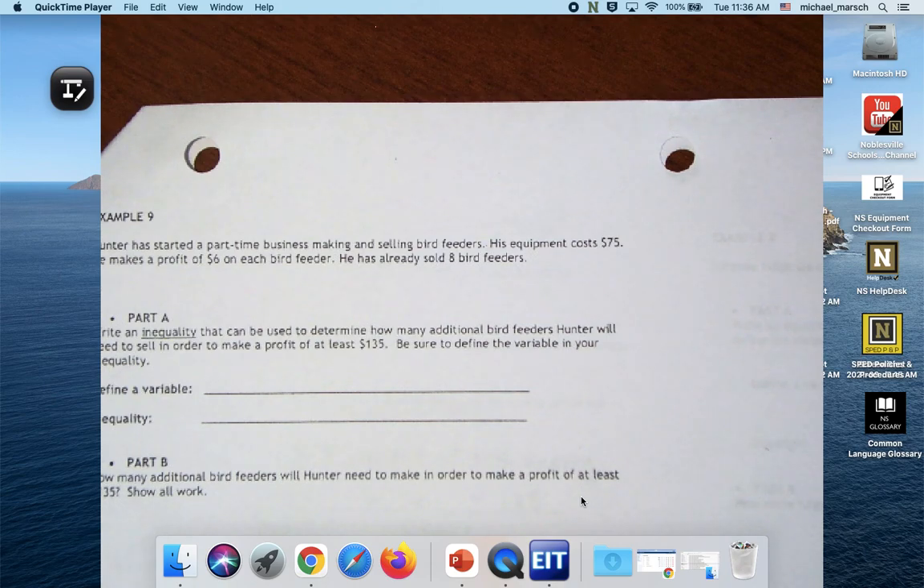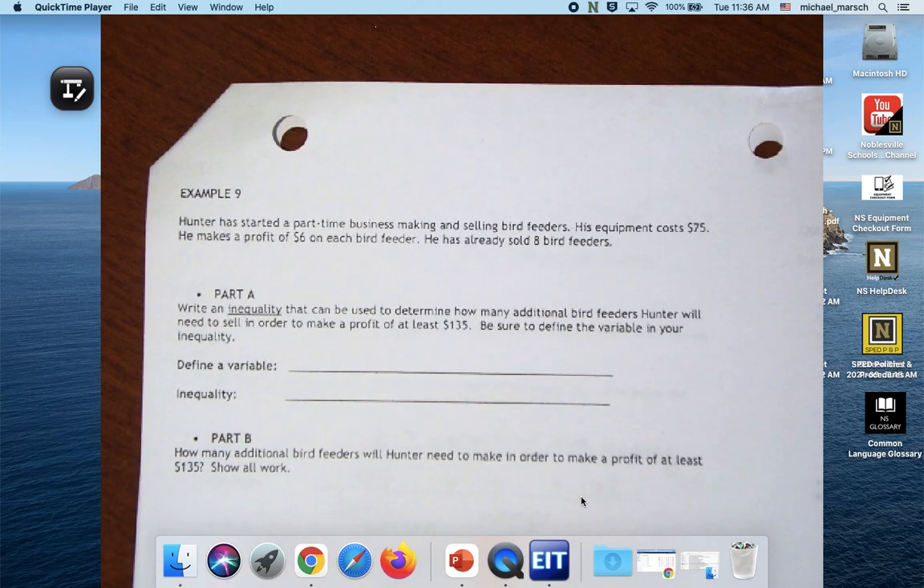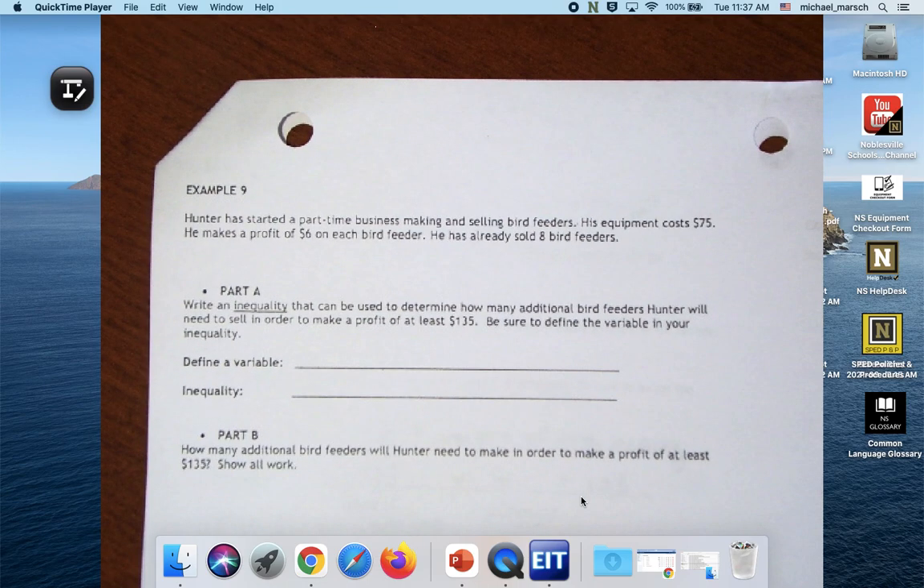Okay. Hunter has started a part-time business making and selling bird feeders. His equipment costs $75. He makes a profit of $6 on each bird feeder. He's already sold 8 bird feeders. Write an inequality that can be used to determine how many additional bird feeders Hunter will need to sell in order to make a profit of at least $135. Be sure to define the variable in your inequality. This one's a little extra.